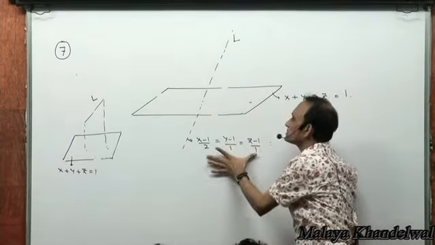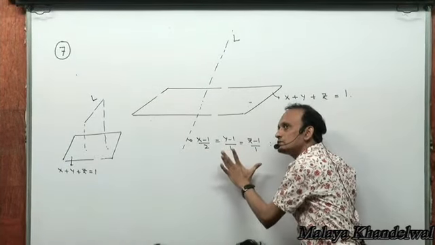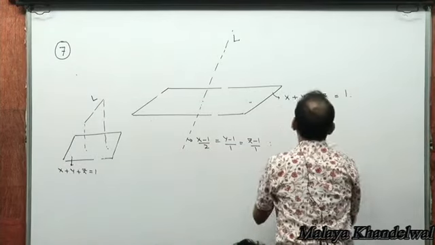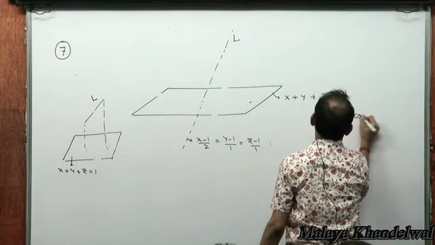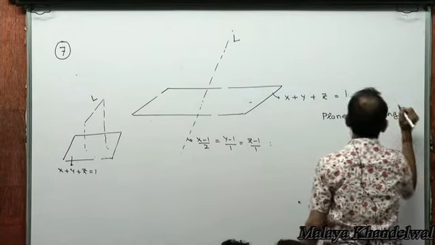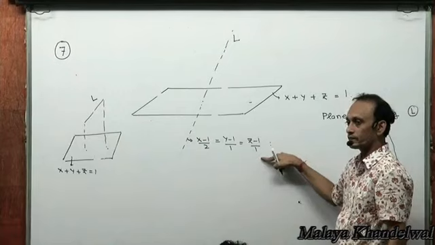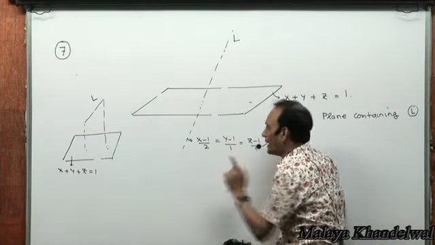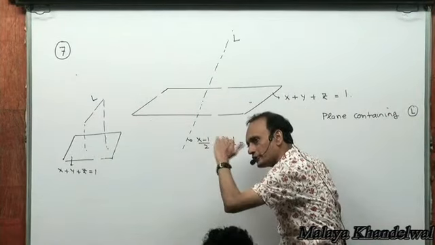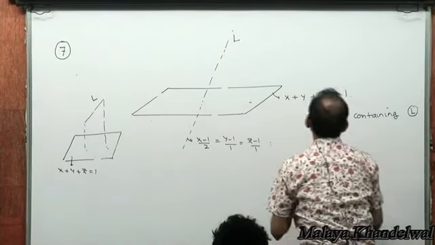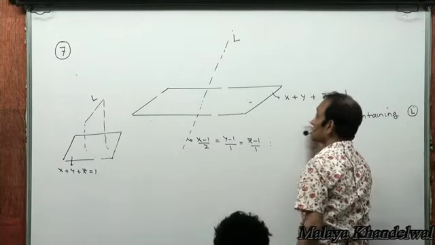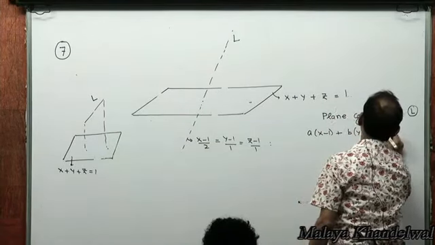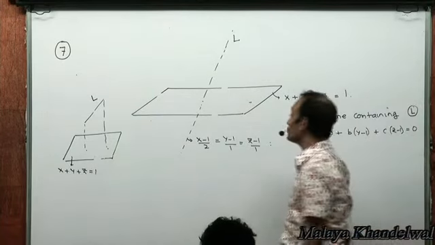Now, this is the line. Let me find a generic plane containing this line. I'll first seek to find a plane containing line L. If a plane contains that line, then that plane must pass through 1, 1, 1. 1, 1, 1, which is a point on this line, must be a point on that plane, yes or no? So can I say that the formation of that plane containing this line L must be like some A into x minus 1 plus B into y minus 1 plus C into z minus 1 equal to 0, a plane passing through 1, 1, 1, which is also a point on this line.